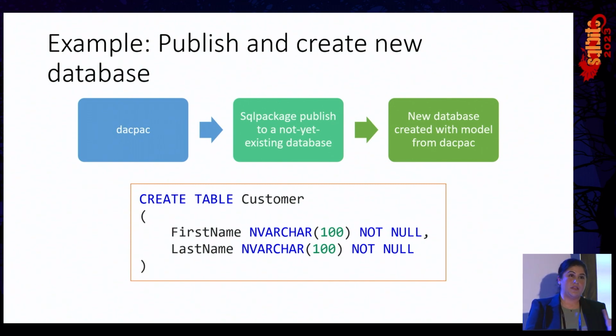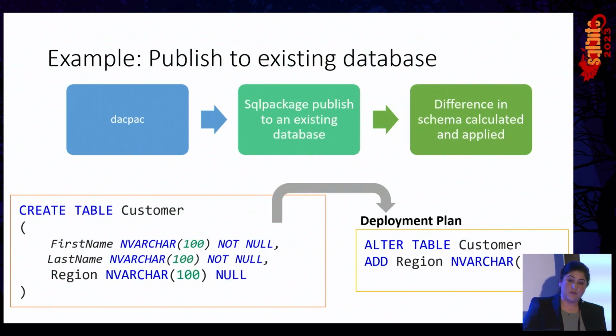Now, let's take an example. It's a very simple example. So you have a Dacpac. It's a create table customer, a couple of columns there. You started from scratch. This is an example of something to start from scratch, where you created a table, and then you want a SQL package to publish to an existing database. And then you can create a new database with the model from Dacpac as well.